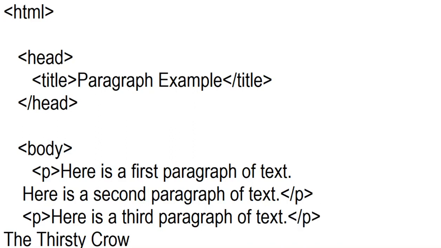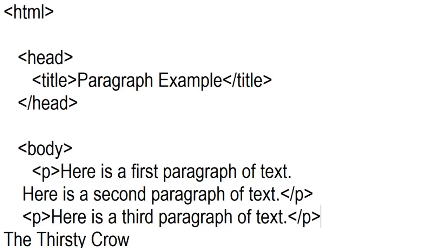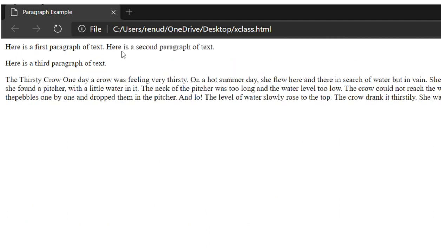So in this document we have already put two paragraphs. In the first paragraph we wrote here is a first paragraph of text, here is a second paragraph of text, and in the second paragraph we only wrote here is a third paragraph of text, and then we wrote one story, the thirsty crow. So just see the output of this. Save it with Control plus S. After that you can open your web browser again and refresh. So here you can see this is your first paragraph. After this first paragraph, one blank line space is given. After that your second paragraph is written here.